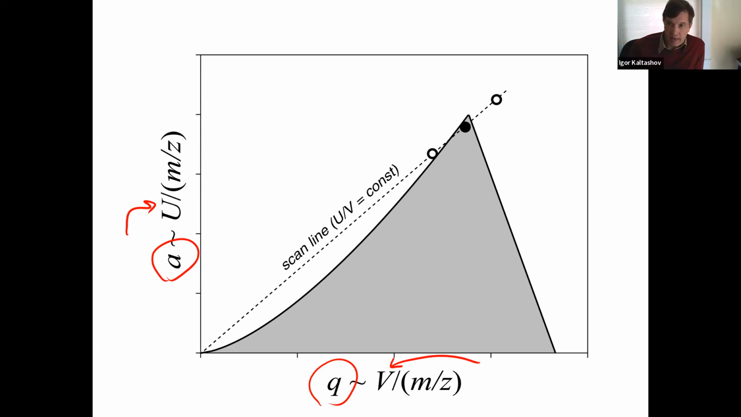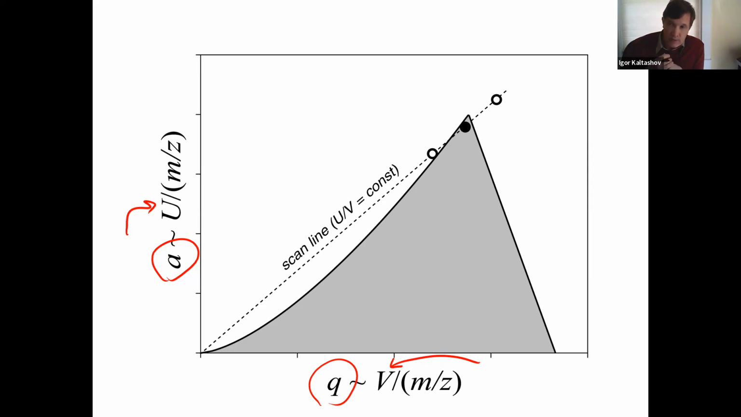So all ions whose M over Z values fall within the gray triangle are stable. They will have very different trajectories, but what's common to all of them is that they would be able to go through this quadrupolar filter, and I would then be able to detect them using a detector if I put it on the opposite side of the quadrupolar assembly.